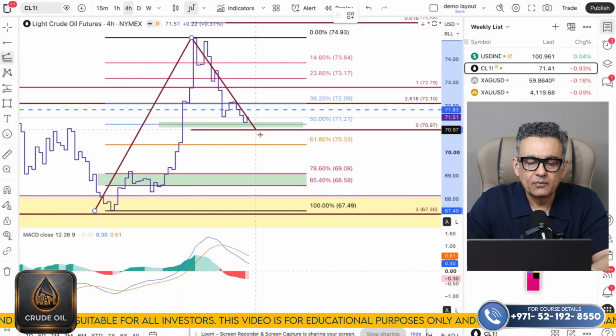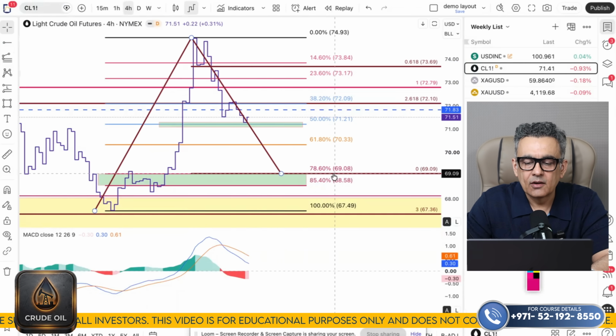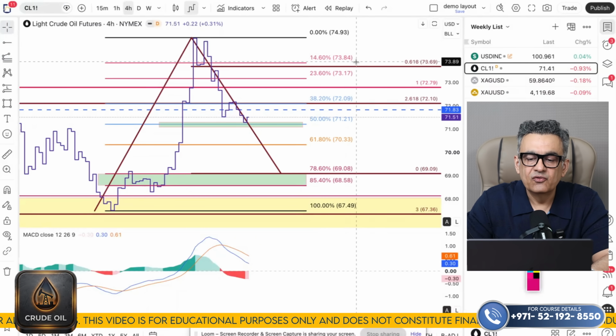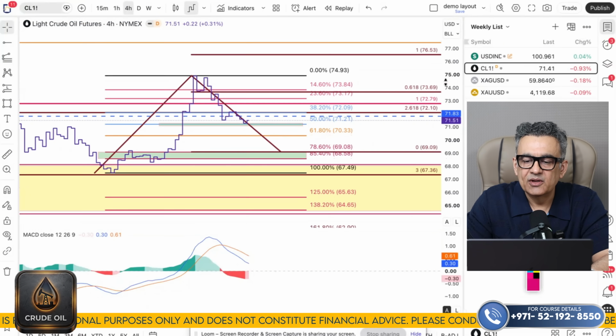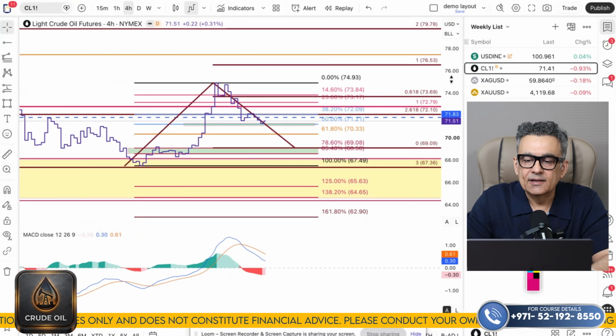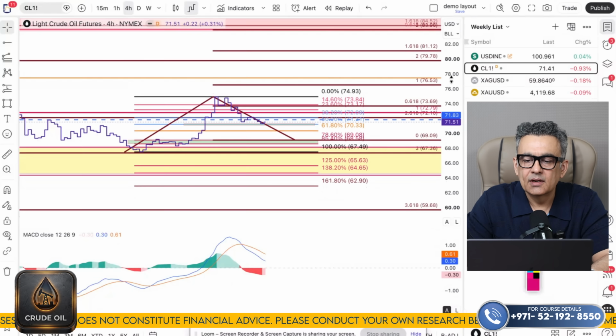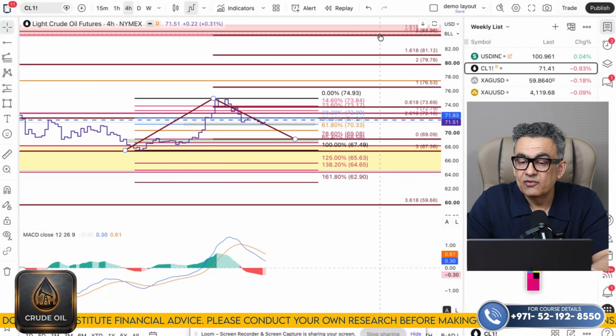So when we get the drop, let's assume that we get around 69.08. So the first target would be 73.69 and the second target would be 76.53. And if the bullish behavior continues, then I'll be expecting, now it has formed a very strong magnet around 84 to 84.5. So this is the ultimate target.